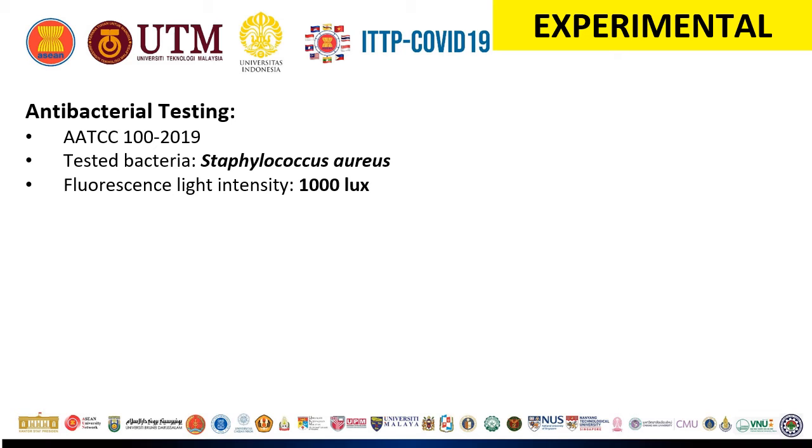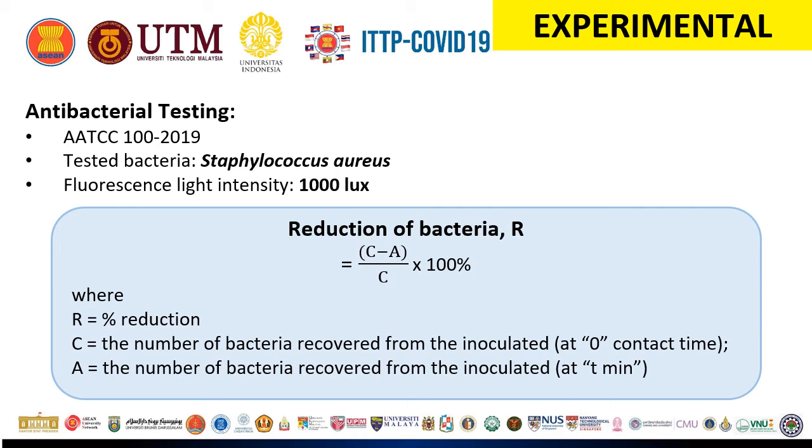The antibacterial testing was conducted according to the AATCC 100-2019 test method, with the addition of 1000 lux fluorescent light. The test bacteria used in the experiment was Staphylococcus aureus. The reduction of bacteria was calculated according to the formula below, where R is the percentage of reduction, C is the bacteria recovered from the inoculant at 0 time, and A is the number of bacteria recovered from the inoculant after contact time.